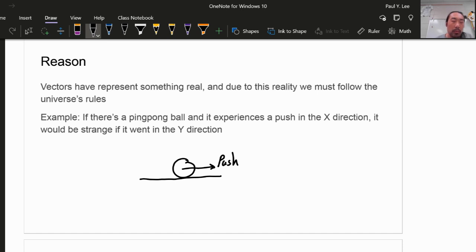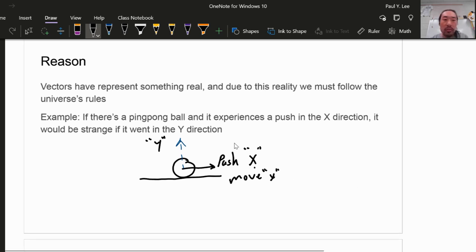So let's say we push that ping pong ball towards the right, but then all of a sudden the ping pong ball flies upwards instead of going to the right. Right, now that would be really strange. So that is the idea behind the x and the y vectors needing to be independent of each other. Our expectation of reality is if we push along the x-axis, the object must move in the x-axis. Okay. If we push in the x-axis and it all of a sudden moves in the y-axis, that's really strange, and that doesn't work for us. All right. So that's the reason why vectors have to follow the rules of reality.